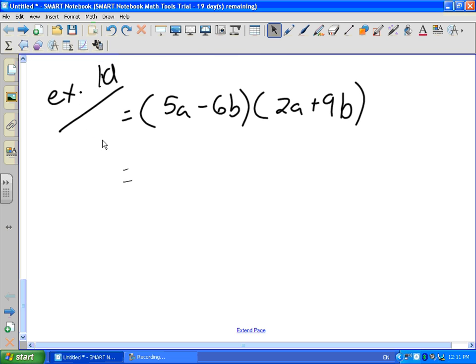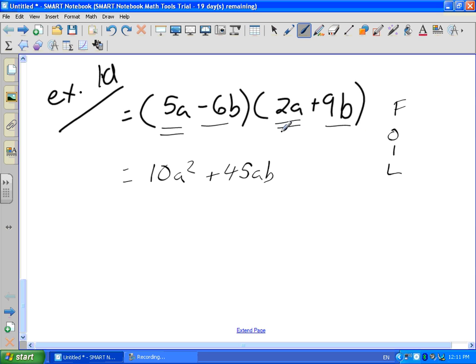Once again, guys, this is an expand and simplify. It's going to be a FOIL question. So we're going to FOIL. First terms, 5A times 2A, 10A squared. Outside terms, 5A times 9B. That's going to be positive 45AB. Inside terms, negative 6B times 2A is negative 12AB. Last terms, negative 6B times positive 9B is negative 54B squared.